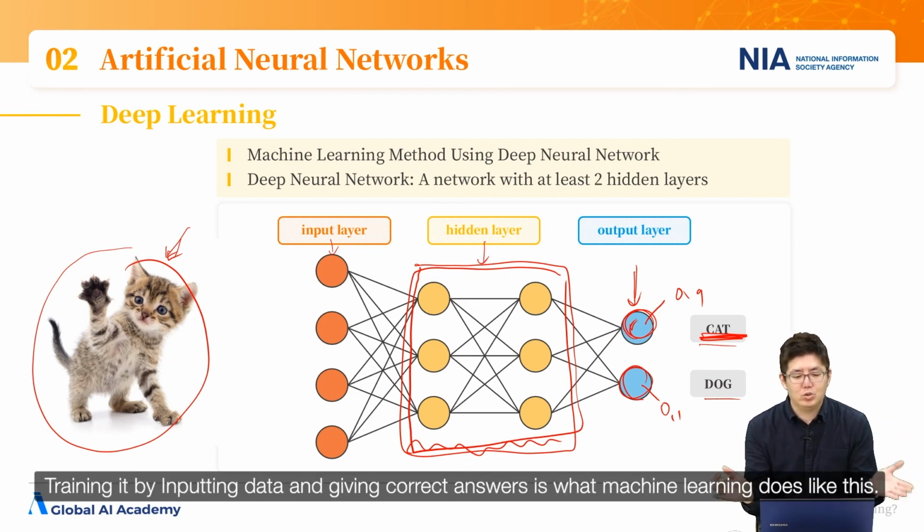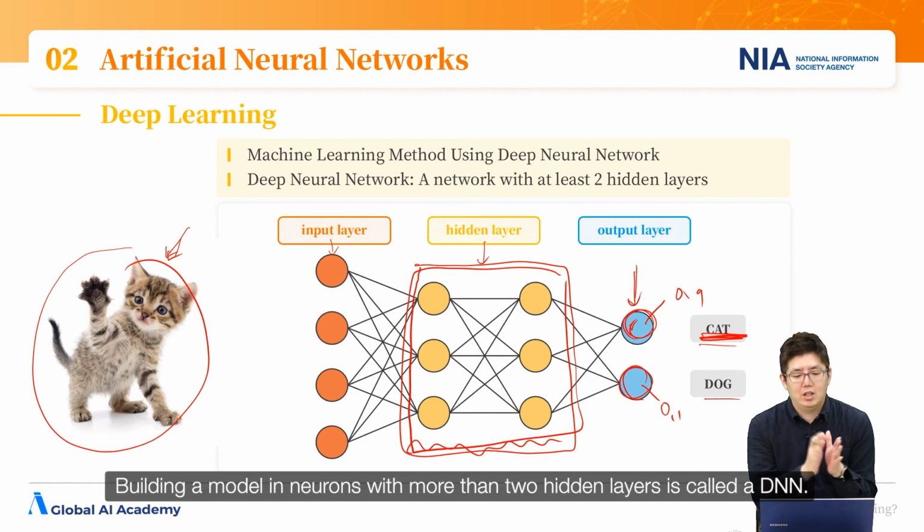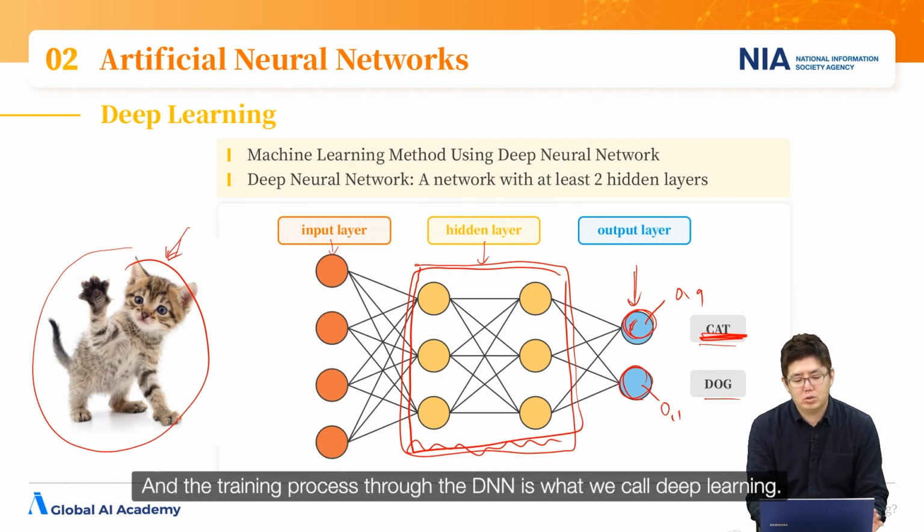Training it by inputting data and giving correct answers is what machine learning does. Building a model in neurons with more than 2 hidden layers is called a DNN, and the training process through the DNN is what we call deep learning.